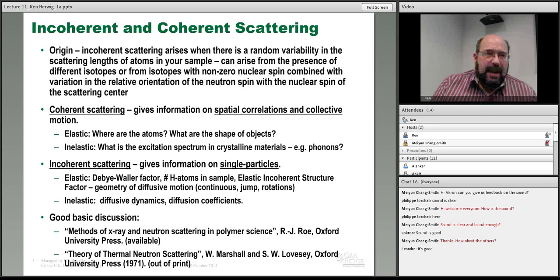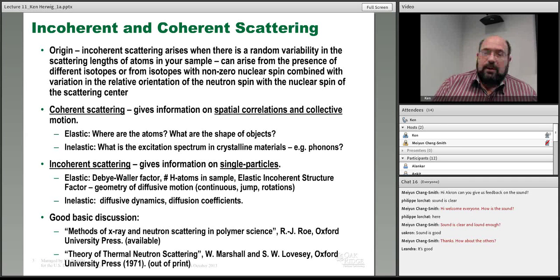The inelastic incoherent scattering tells us about diffusive dynamics. Gives us things like self-diffusion coefficients and tells us how fast atoms or ions are diffusing in the materials that we're studying. So there's a very good basic discussion on all of these things in a couple of books.